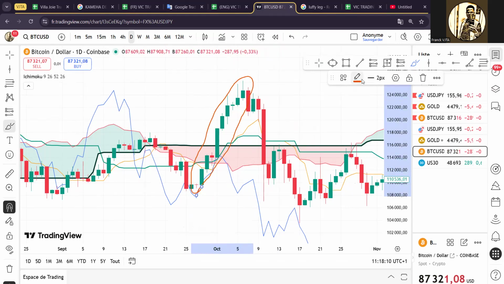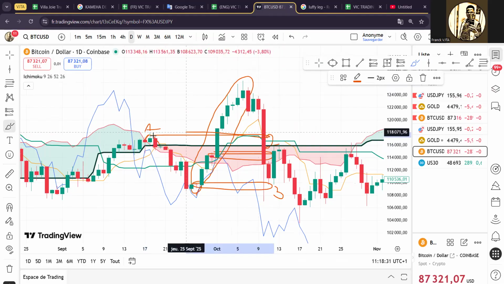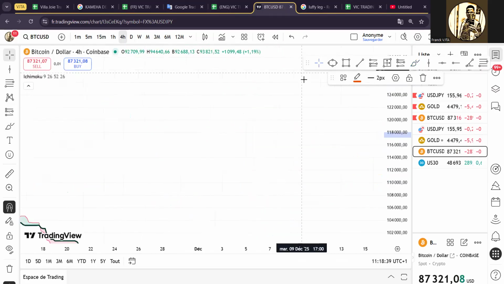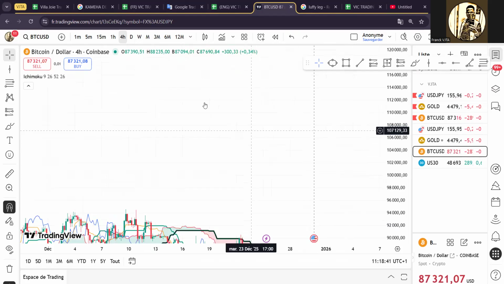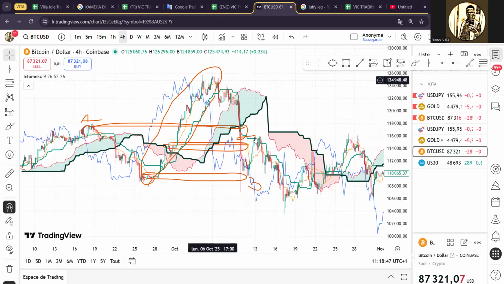Let me try to draw it a little bit more clear. This number two, this number three, with clearer lines. Okay, this number one, this number two, and then when you go on 4 hour, how do you know that the number one of the daily during the reversal will be reached?